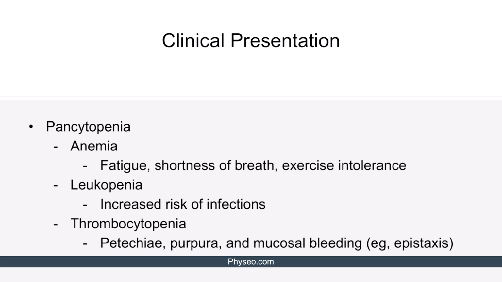Let's talk about the clinical presentation of the myelodysplastic syndromes. The patients typically have pancytopenia, that is anemia, leukopenia, and thrombocytopenia. Anemia manifests with fatigue, shortness of breath, and exercise intolerance. Leukopenia, on the other hand, causes increased risk of infections. Finally, thrombocytopenia manifests with petechia, purpura, and mucosal bleeding like epistaxis.